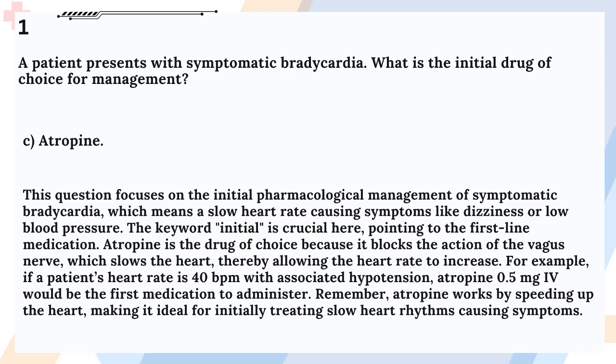For example, if a patient's heart rate is 40 bpm with associated hypotension, atropine 0.5 mg IV would be the first medication to administer. Remember, atropine works by speeding up the heart, making it ideal for initially treating slow heart rhythms causing symptoms.